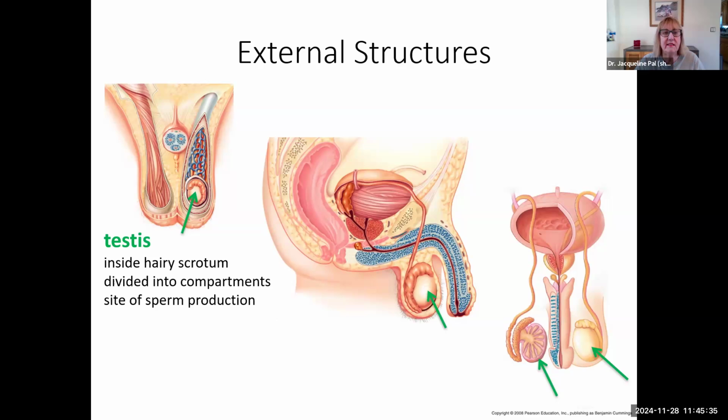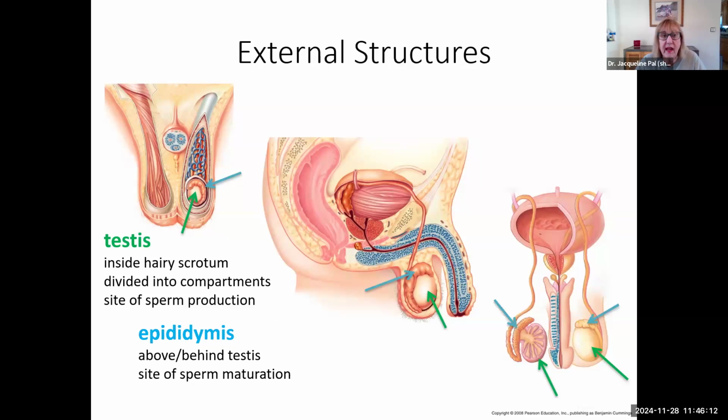Okay. The testis, as you know, is inside the scrotum, being the hair-bearing, hairy part of the skin. And the testis is covered by this thick white capsule, which goes inside and actually divides the testis into compartments. And inside the compartments is a structure which is going to be the site of sperm production we'll learn about in a later video. All right, so everywhere where there's a green arrow, that's pointing to a testis.